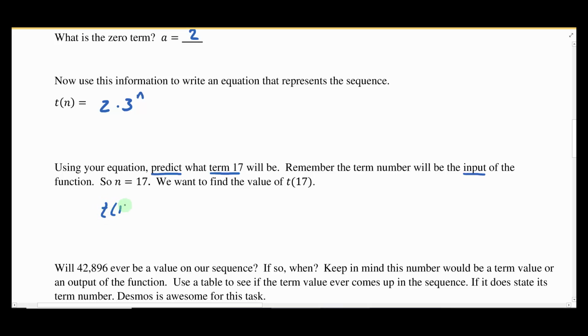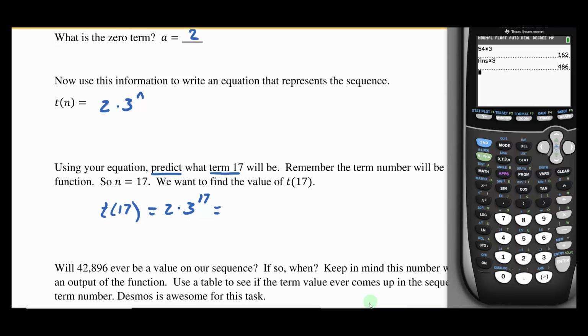We're going to say t of 17, and this means we're plugging a 17 in for the n value. So I'm going to say 2 times 3, and then instead of n here, I'm going to put a 17 on the 3. So it's 2 times 3 raised to the 17th power. It seems kind of crazy, but it's easily doable with our calculator.